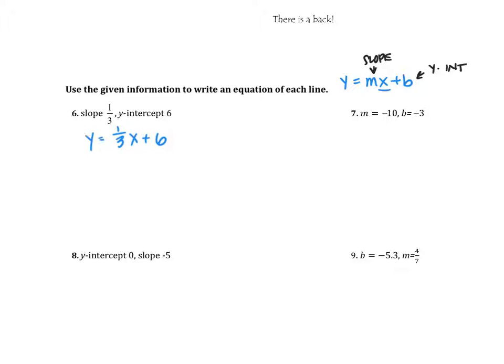So the other ones are relatively similar. They might say m or b, y-intercept or slope, but you guys should know how to plug those into that equation then. And that's all.